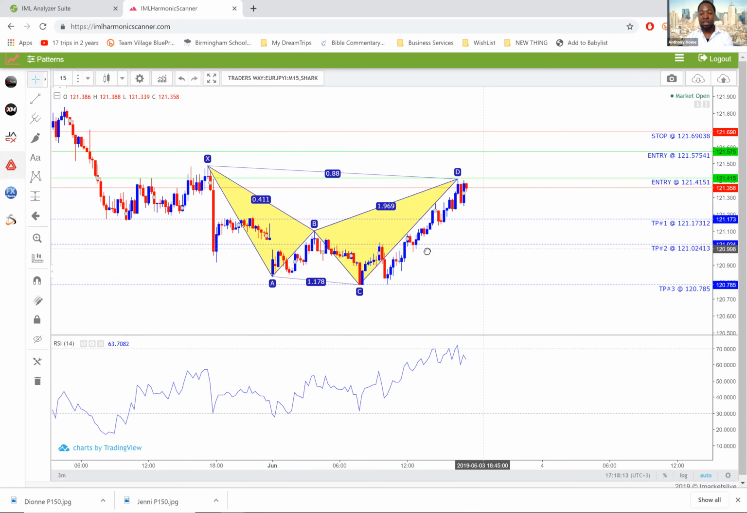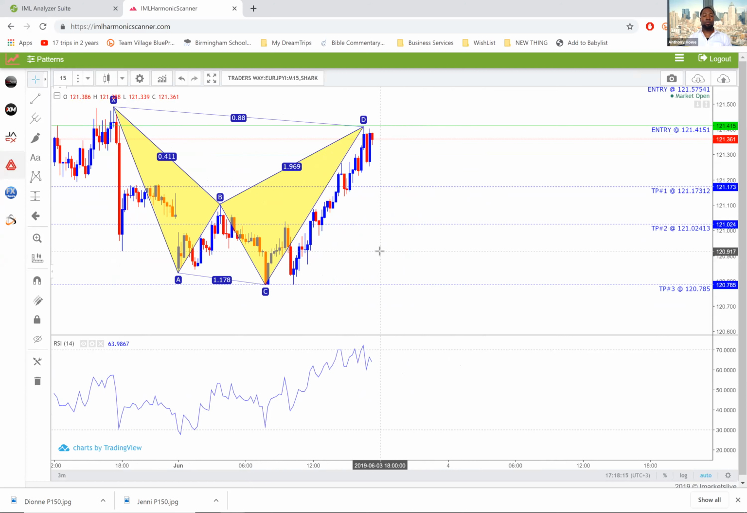Is this a buy or a sell prediction, and is it ready for us to enter into? Now, the letter D is at the top of the chart. So the price is predicted to go down. So this is a sell prediction. As you can see, TP1 is below the entry. So that's confirmation that the price is predicted to go down from the letter D. So we want to sell. This is a sell prediction.